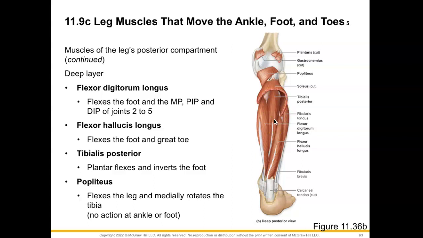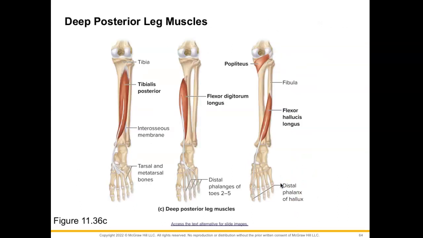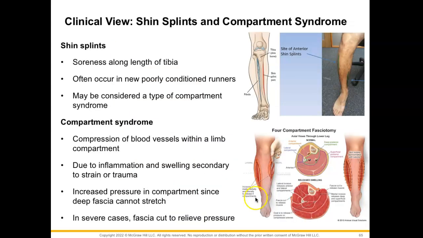Now if we look at the back of the knee, we also see this small muscle here known as popliteus. This is going to flex the leg and medially rotate the tibia. But because we're not crossing down here, we're not going to have any action taking place at the ankle or the foot. And here are those individual illustrations of these muscles. Tibialis posterior, we have the flexor digitorum longus going to all the toes, and flexor hallucis longus going to the big toe.